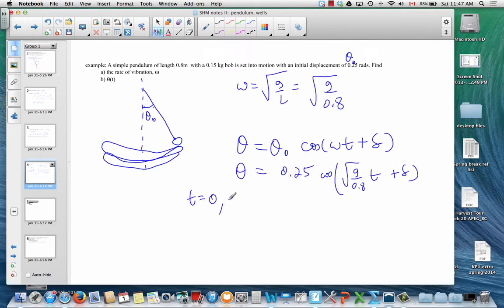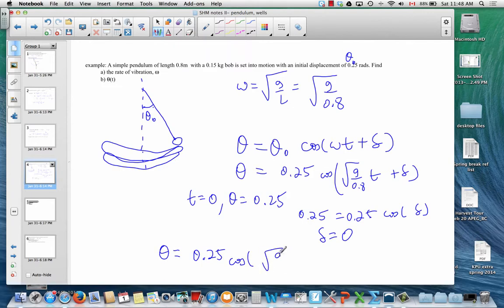And so this is going to be 0.25 cosine(√(g/0.8) t + δ). So now at time 0, theta is the maximum value. So if you put time 0 here, you get just the delta surviving, and so this becomes the initial condition, and then you can see that delta will be identically 0 because that gives a cosine of 1. So we write for theta as a function of time, it's 0.25 cosine(√(g/L) t), and that would describe the motion of this pendulum bob back and forth and back and forth.